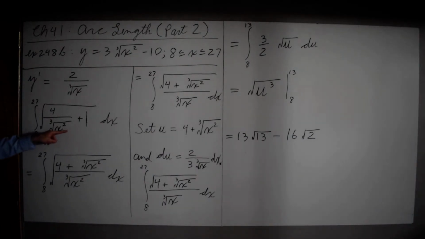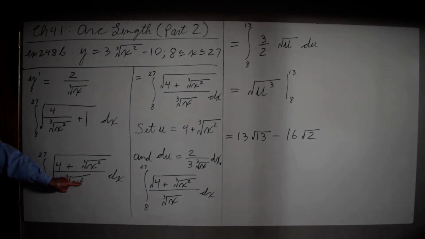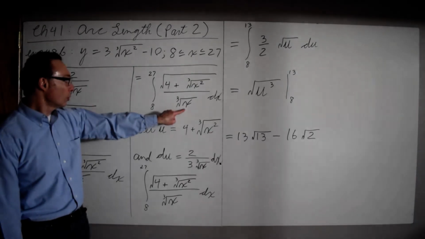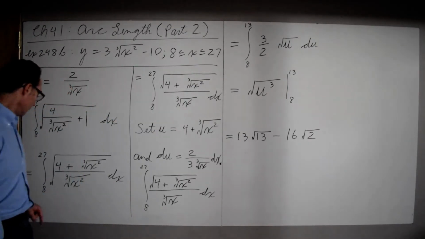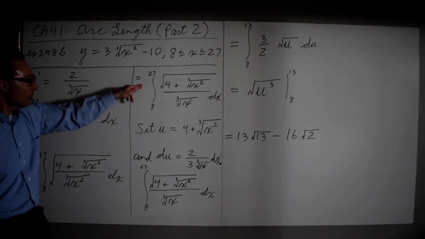So the first thing we do is we get a common denominator and write this as one fraction. We notice that the square root of the cubed root of x squared is simply the cubed root of x. So we simplify this a little bit from this step to this step.